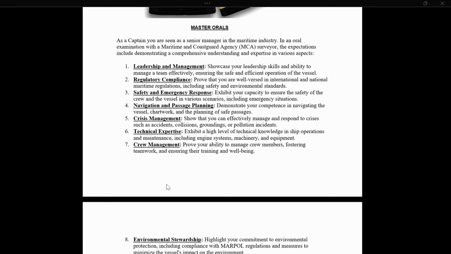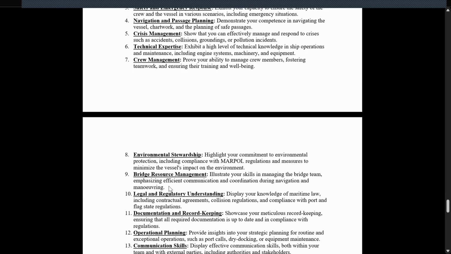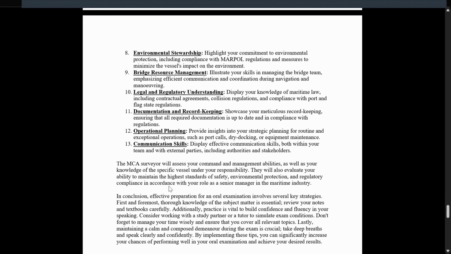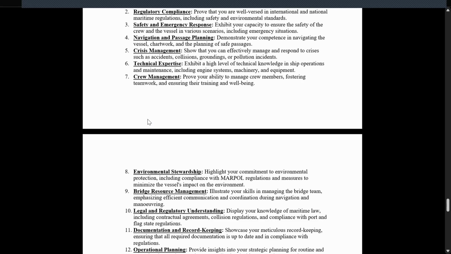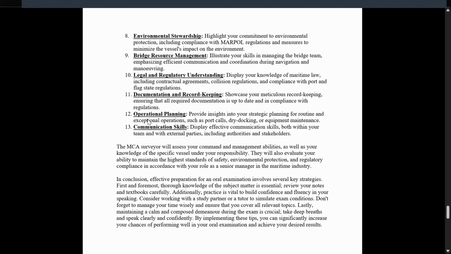Number 4 is your navigation and passage planning. Number 5 is your crisis management, how you deal with crises and accidents. Technical expertise is number 6. Number 7 is crew management, how you handle crew. Number 8 is environment, and number 9 is bridge resource management. Number 10 is legal and regulatory understanding, and in the end, what documentation and record keeping has to be done, operational planning and communication skills. All these things they are testing you on in the master orals.